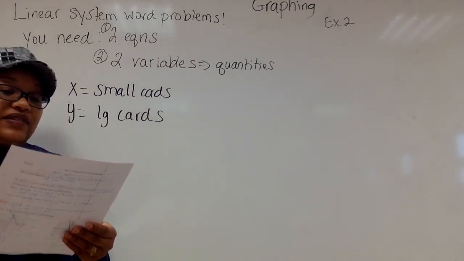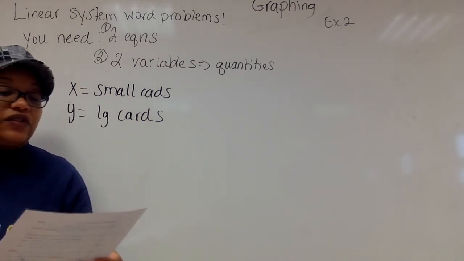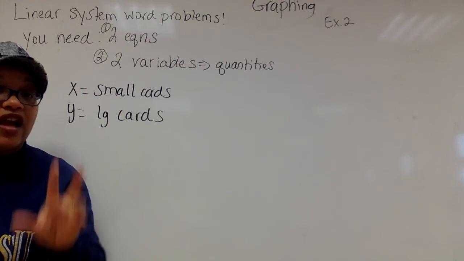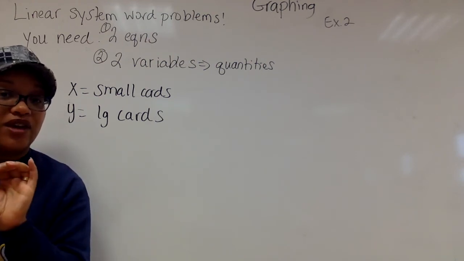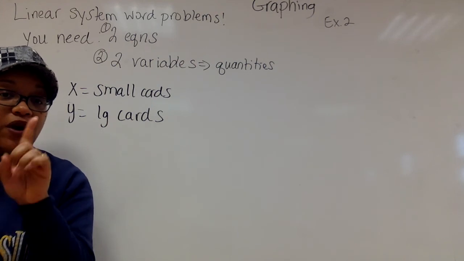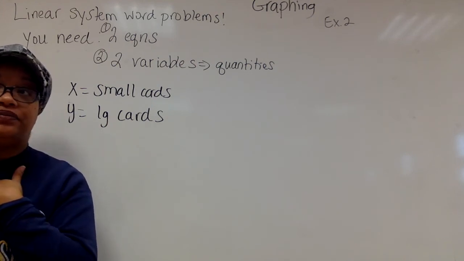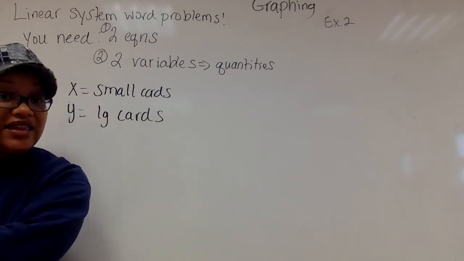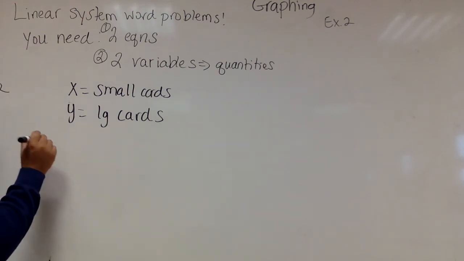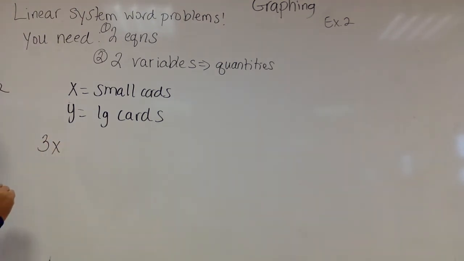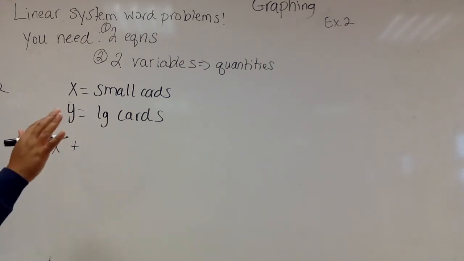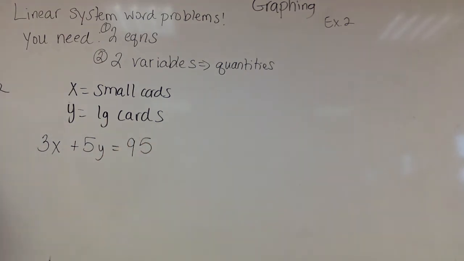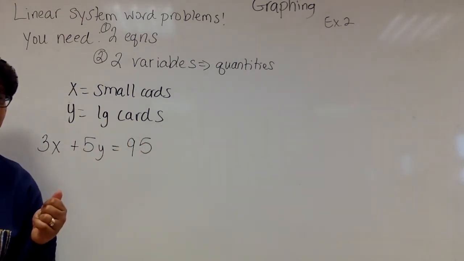Now, look at the second to the last sentence. It says the student collects $95 for selling 25 cards. That one sentence is going to give you your two equations. So watch this. The first equation is going to be based on the cost of the cards and the money that he earns. If the small cards are $3, that's 3 times x. And he also sold large cards, that's 5 times y. That's equal to the total amount of money he made. That's your first equation.